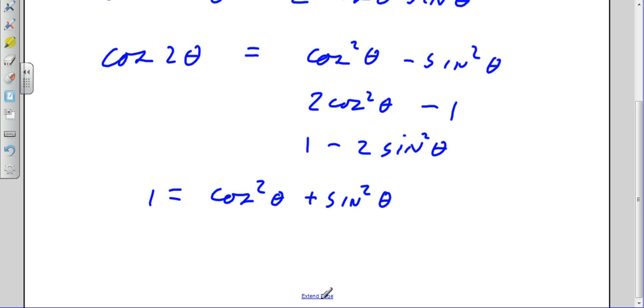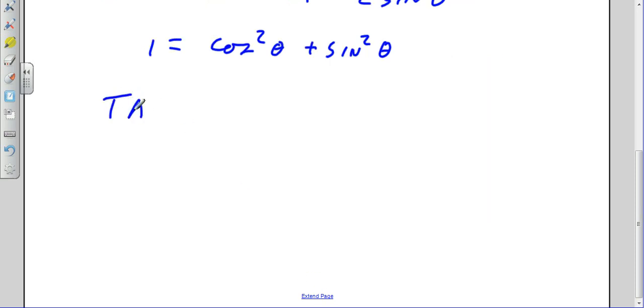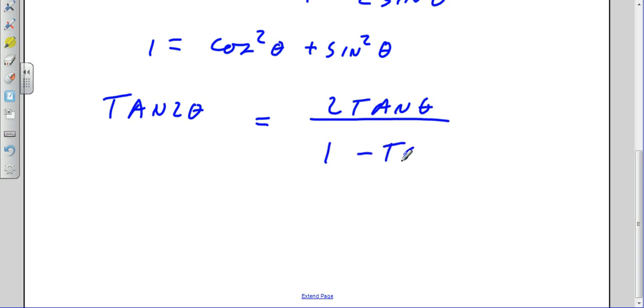The next one we have to deal with is the double tangent formula. If I have a double tangent angle, I have 2 tangent divided by 1 minus tangent squared. Maybe in the book someplace we'll be asked to prove that. These are all on pages 456, 457.